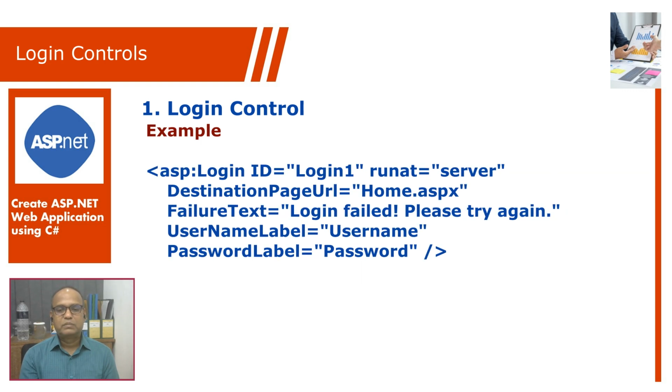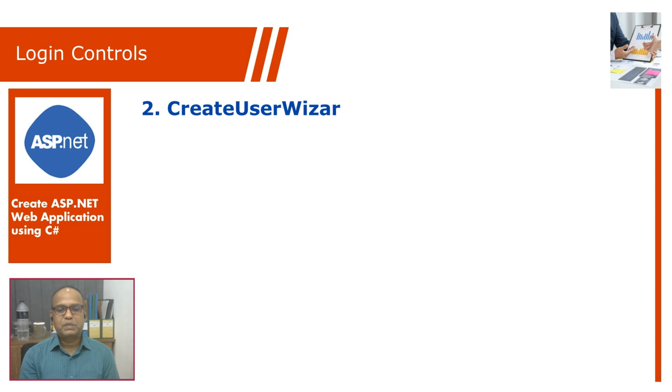Example. Number 2, create user wizard control. The create user wizard control provides a friendly interface for user registration, allowing users to create new accounts. It offers an easy to use interface for new users to create accounts with built-in support for validating input and managing the registration process. Properties.